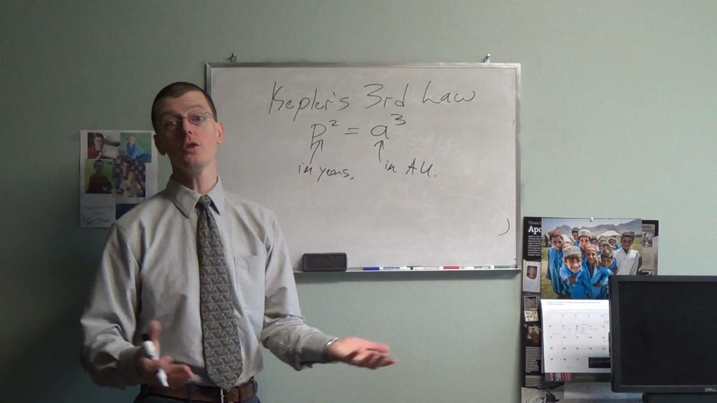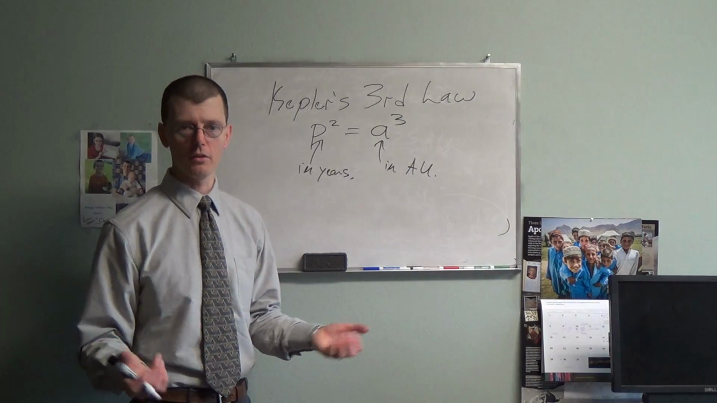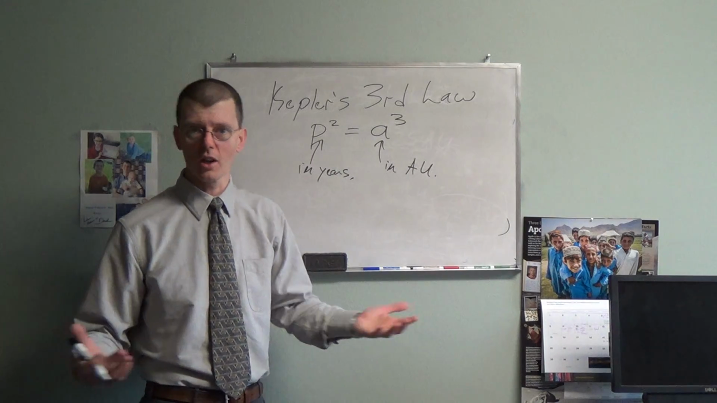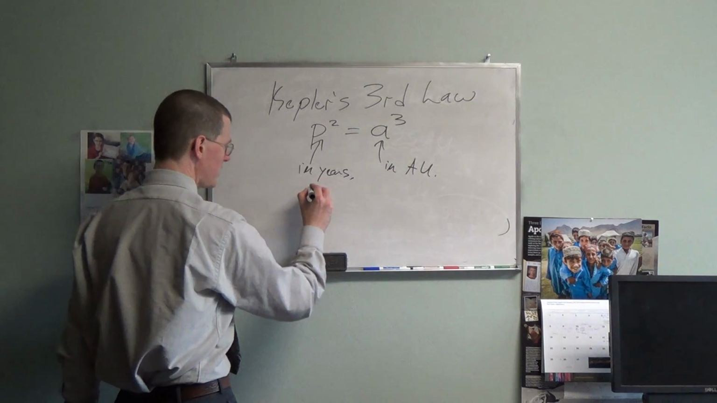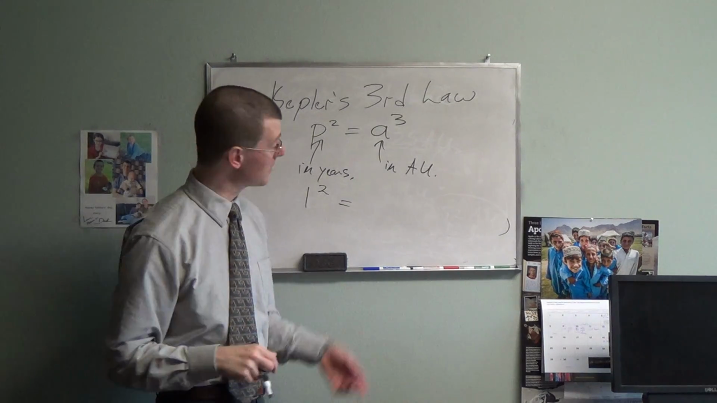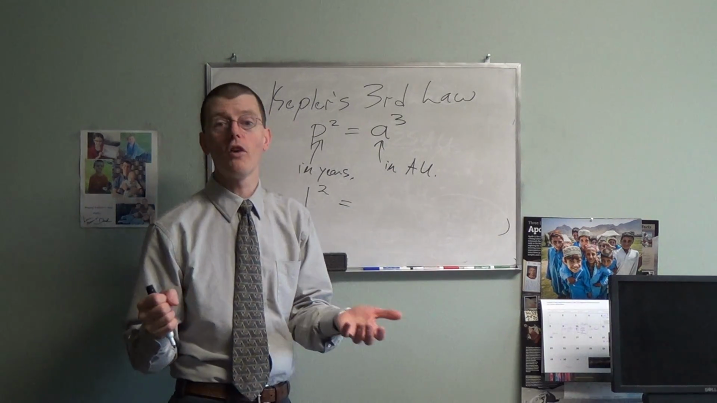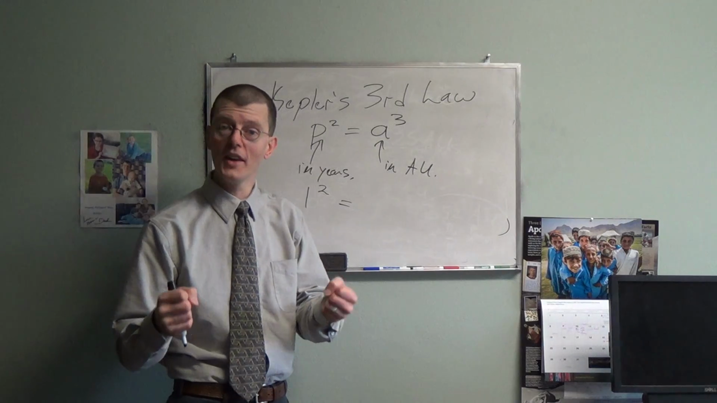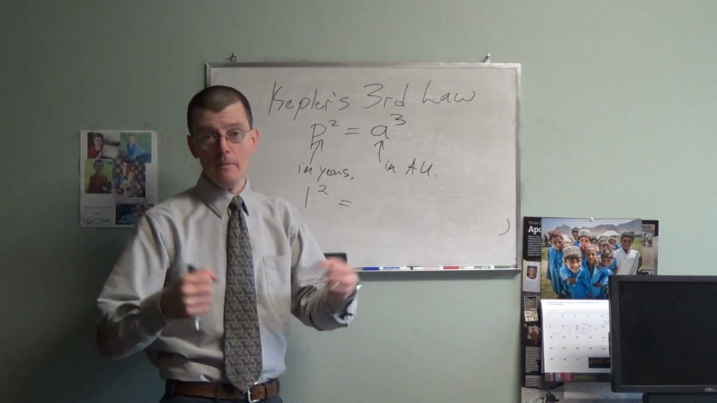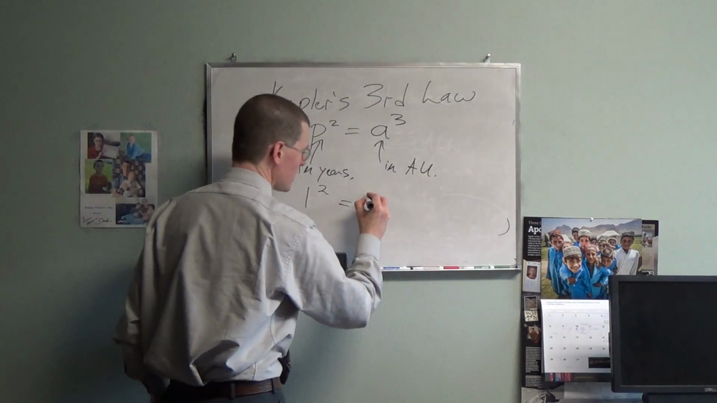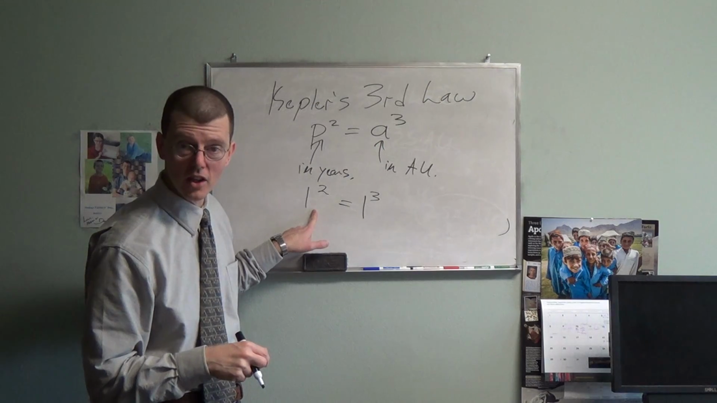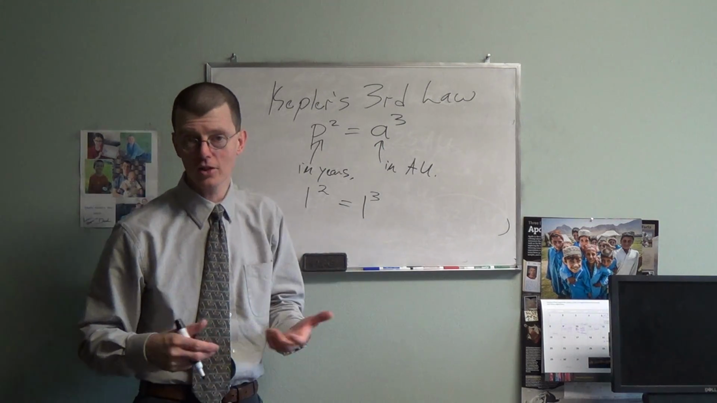Let's do an example. We'll do the simplest example. Let's do the Earth. How long does it take the Earth to orbit around the sun? 1 year. That's the definition of a year. So if I take 1 year and I square it, I should get the same thing as if I take the distance and cube it. How far is the Earth from the sun? The Earth is 1 AU from the sun. Again, by definition, that's what an AU is. It's the average distance from the Earth to the sun. So that's going to be 1. And so if I take the period, 1 year, and I square it, and 1 AU, and I cube it, I should get the same number.